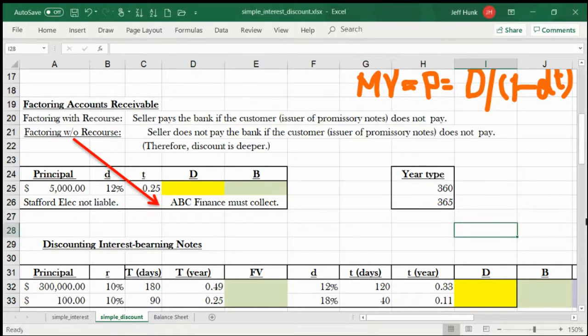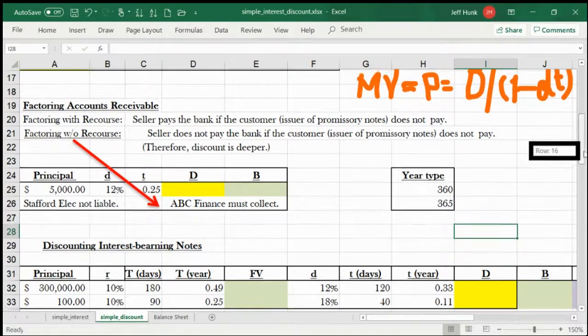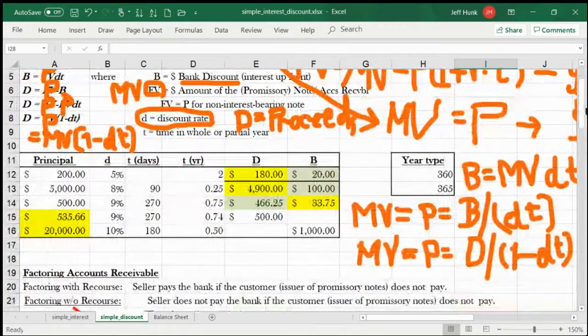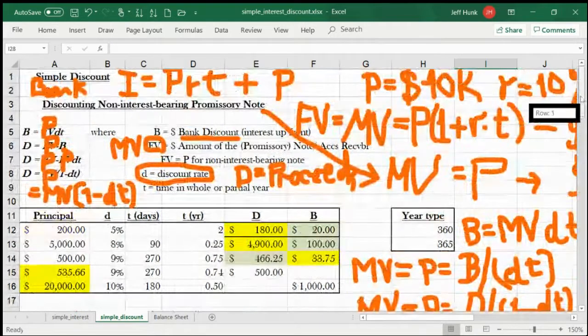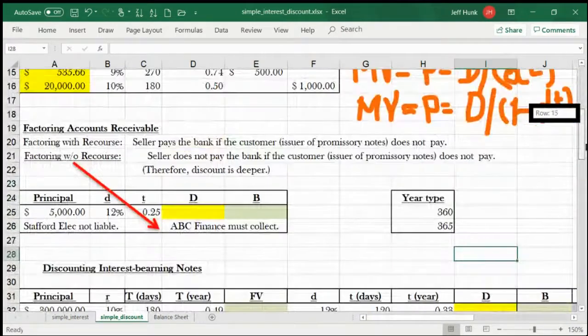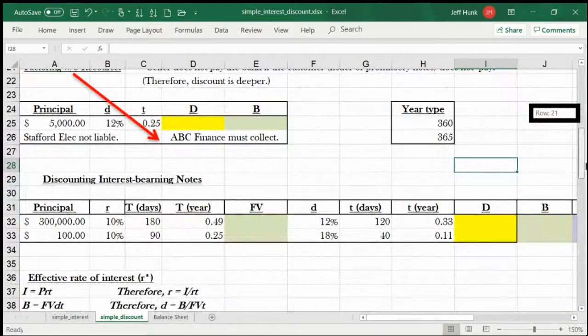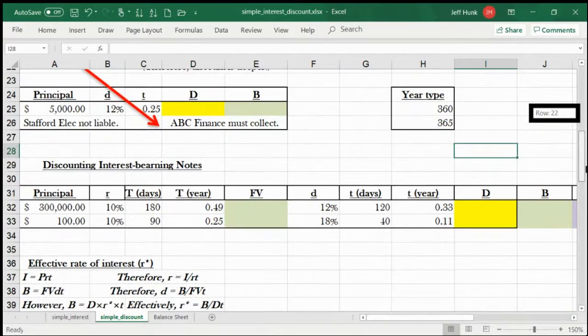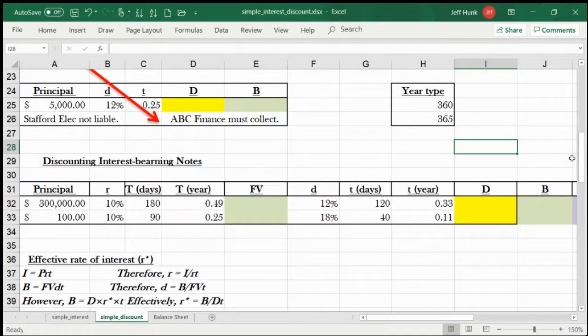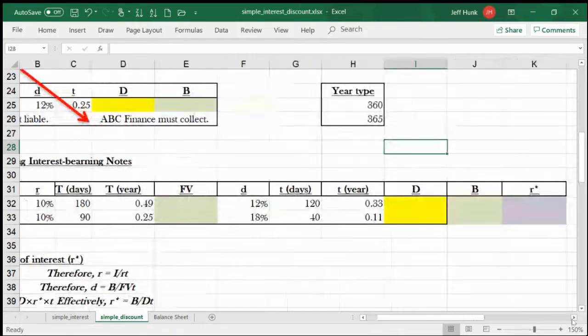Now, in our last class, we took a look at the example of discounting a non-interest paying promissory note, right? So now, in this segment of the video, we're going to discuss discounting interest-bearing notes, or interest-paying notes.